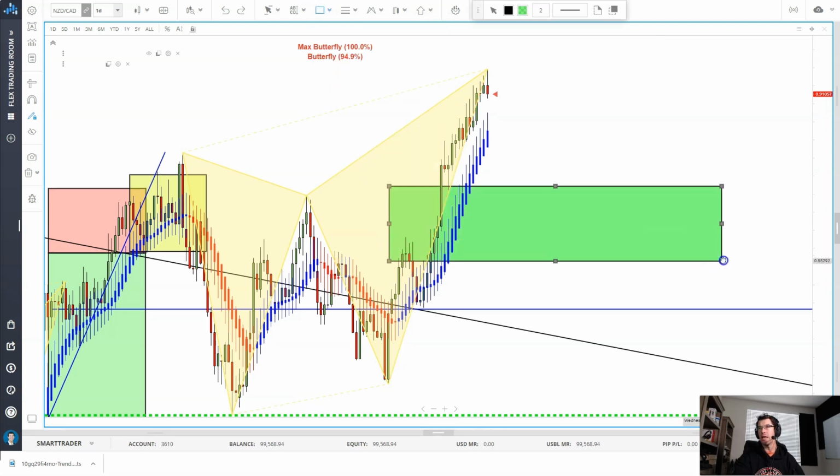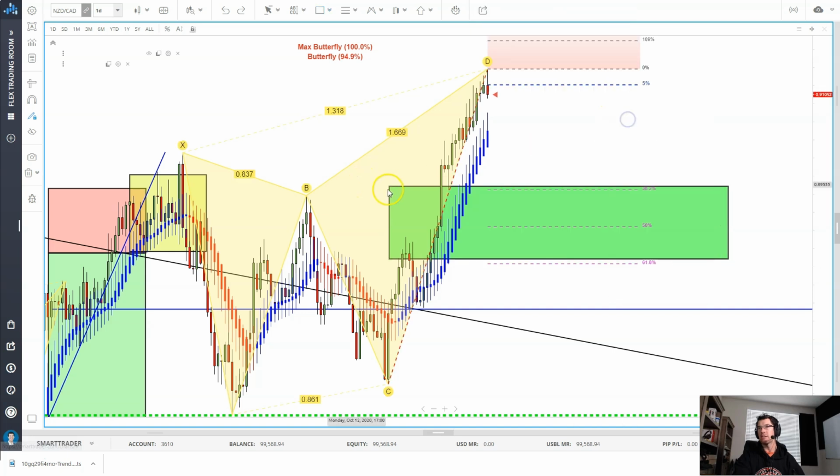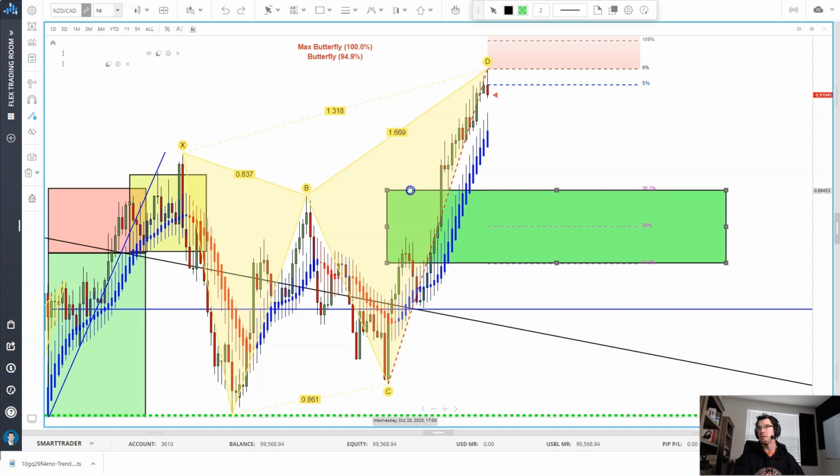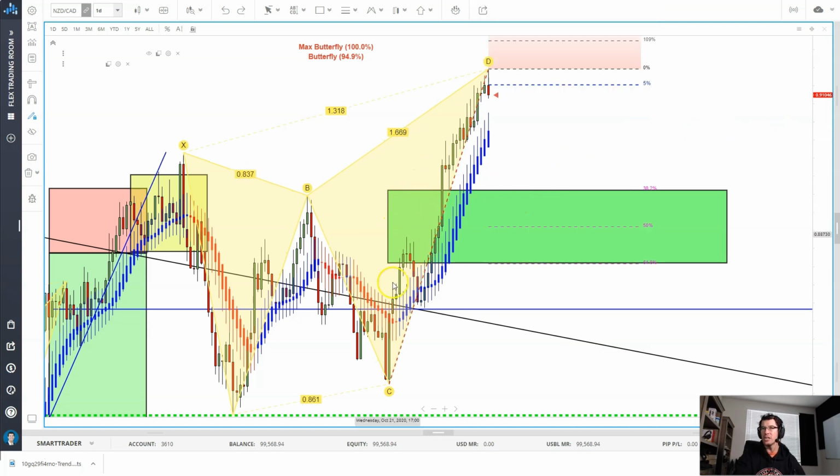I will just go ahead and try to copy that and see if I got that spot on. Pretty close. So let's take this box right there. Hey, that's pretty good. 382, 50, 618. This is going to be my profit window. Now, the reason this is important is on this daily chart, I have my swing from low to high.